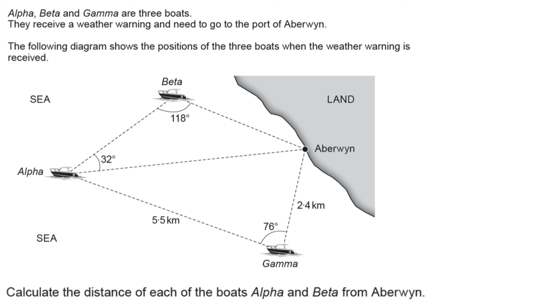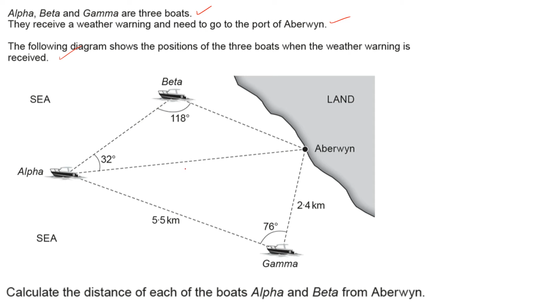Right then, so alpha, beta, and gamma are 3 boats. They receive a weather warning and need to go to Aberwin. The following picture shows where they are when the warning is received. Find the distance of alpha and beta from Aberwin. So, the straight line distance.